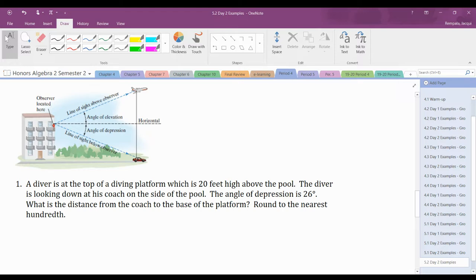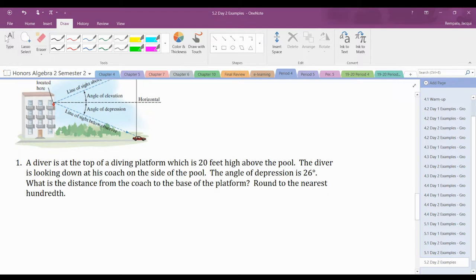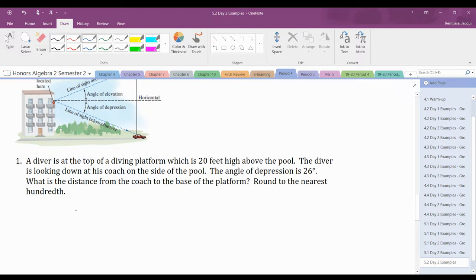It says a diver is at the top of a diving platform, which is 20 feet high above the pool. Okay, so I'm going to start with a right triangle because that's what these problems are entailing. So we start with a right triangle. And it's saying that the platform is 20 feet high above the pool. Okay, so 20 feet high is going to be that vertical side. The diver is at the top, okay? Obviously, here is the diving board because the pool is down here.